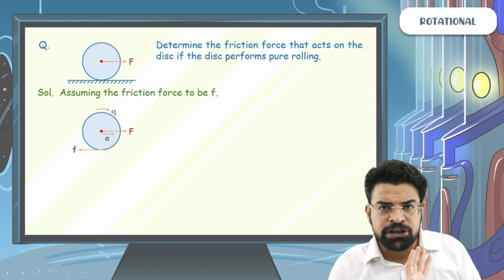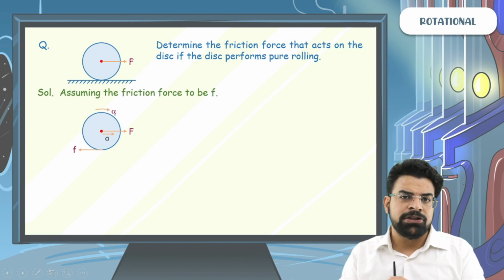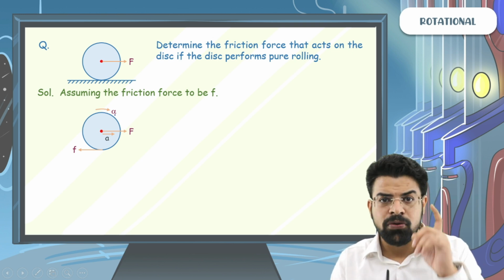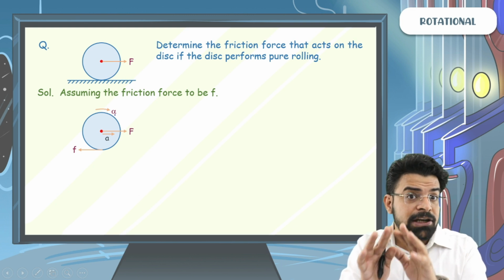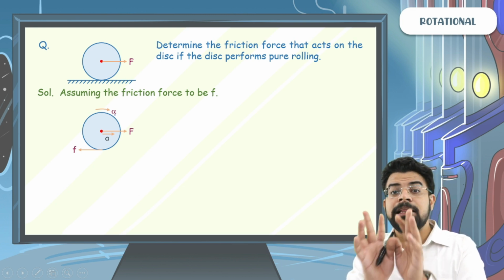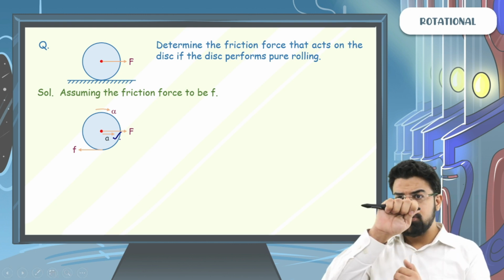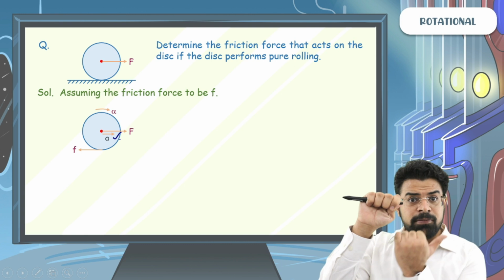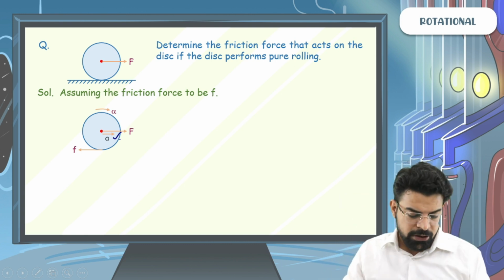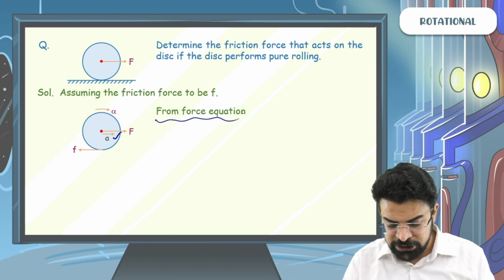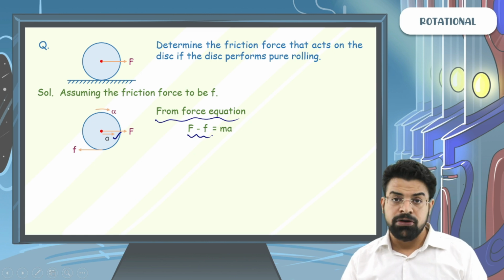From the force equation, you can write the net force in the direction of acceleration equals mass into acceleration. While teaching you center of mass, I told you all the forces acting on the body can be assumed to be acting at the center of mass to determine the acceleration of the center of mass. Here the acceleration of center of mass is a. So you can visualize this force F acting at the center of mass as well as the friction force acting at the center of mass. So for the force equation, we can write F minus f, the net force in the direction of acceleration, equals mass into acceleration.